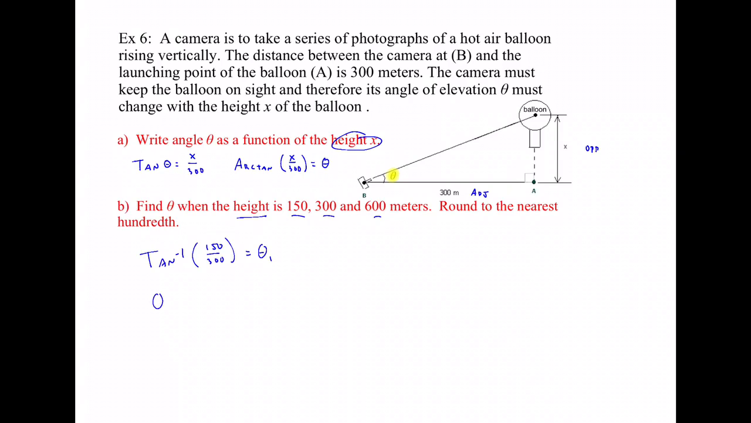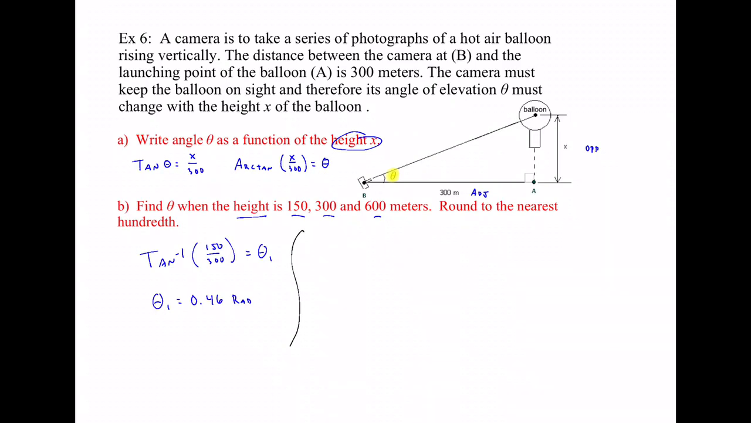If you plug this into your calculator, you will get an angle of 0.46. And once again, don't forget, this is in radians. You don't have to write it because it's in radians, but it is in radians, so make sure your calculator is in radians. So that's for 150 meters.